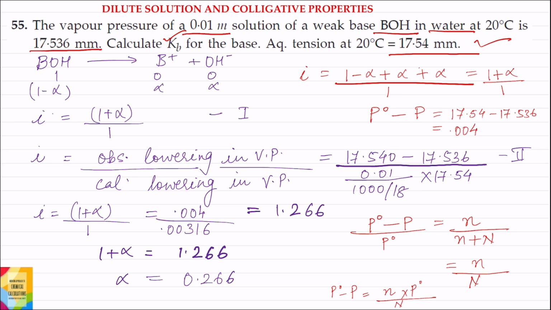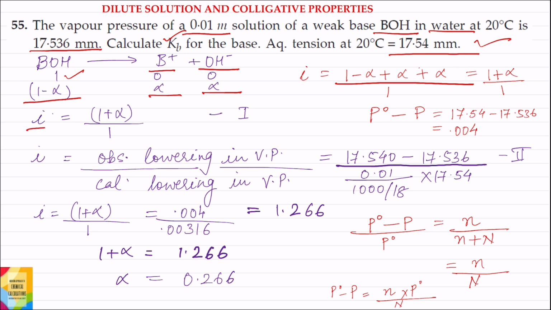The equation for the dissociation of the base will be BOH dissociating into B plus and OH minus ions. Initially moles of base present, let it be 1 mole, and number of moles of B plus and OH minus ions is 0. Now when BOH dissociates to give B plus and OH minus ions, then out of 1 mole if alpha moles dissociate, then remaining BOH in the solution is 1 minus alpha moles. Moles of B plus ions is alpha and moles of OH minus ions is alpha.